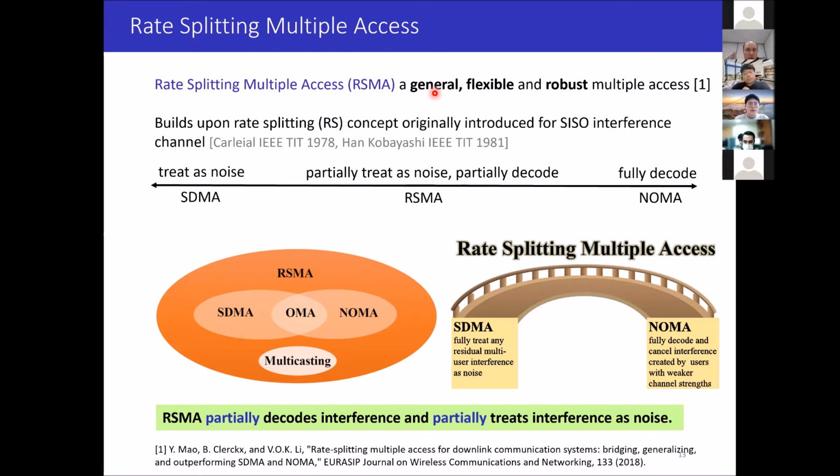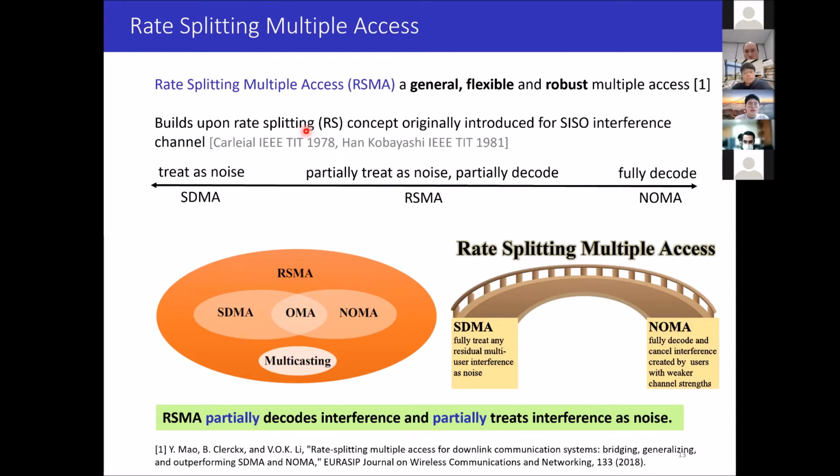It's flexible because it does not restrict itself to a regime where interference is treated as noise, or a regime where interference is fully decoded. It can bridge the two extremes of treating interference as noise and fully decoding it, and in a way, therefore, bridge SDMA and NOMA. And it's robust because it's robust to imperfect knowledge of the CSI at the transmitter. We have shown that it's information theoretically optimal from a degrees of freedom perspective.